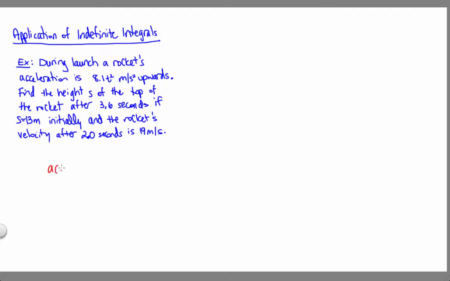We'll start with the acceleration, a, then we'll integrate with respect to time to get our velocity v, and then we'll integrate with respect to time once more to get our displacement s.